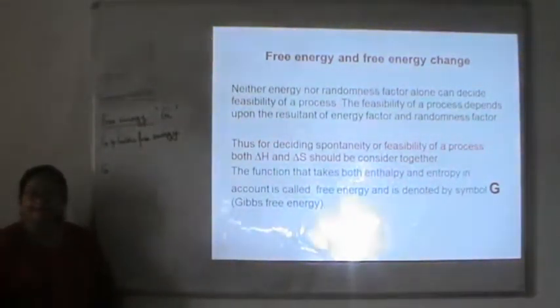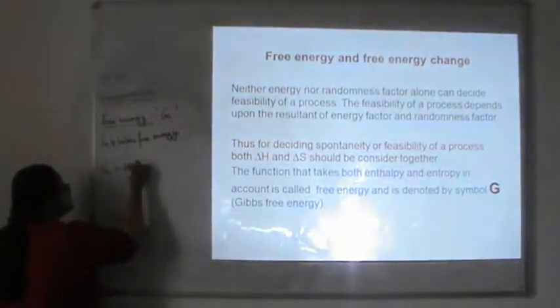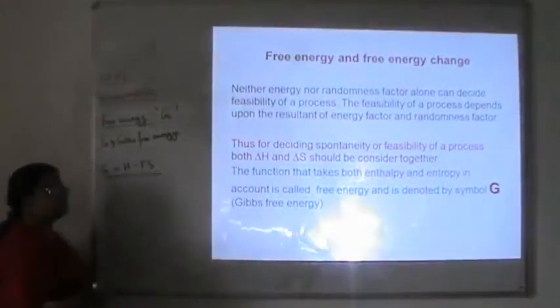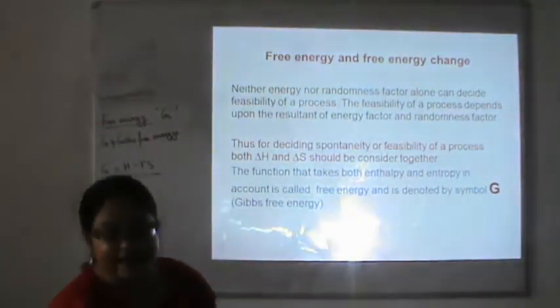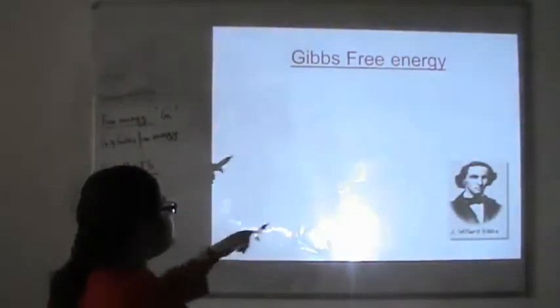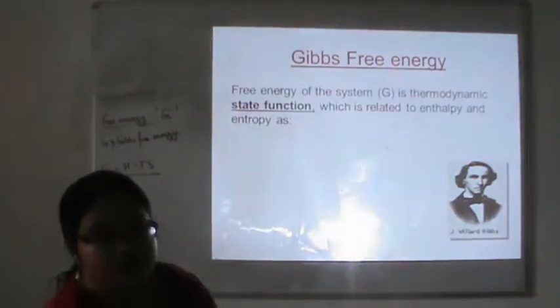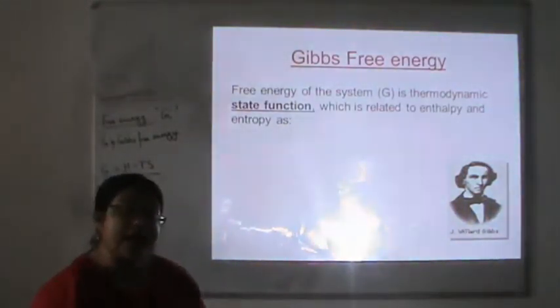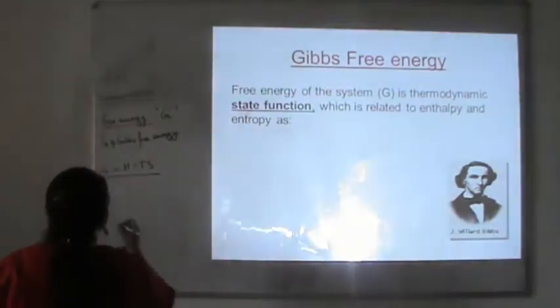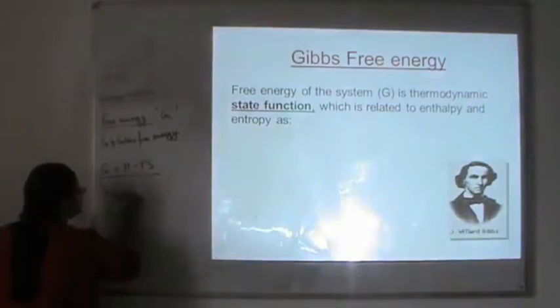Free energy is the resultant of enthalpy and entropy. So G is equal to H minus TS. This is the free energy. The term is given by the famous scientist J. Willard Gibbs. The free energy G is a thermodynamic state function. It is a state function.